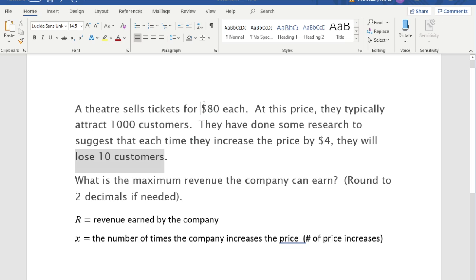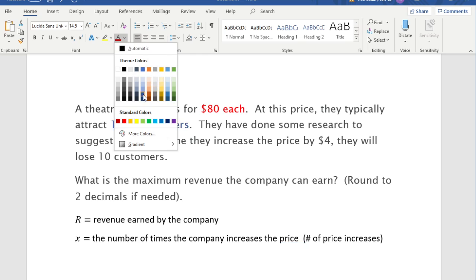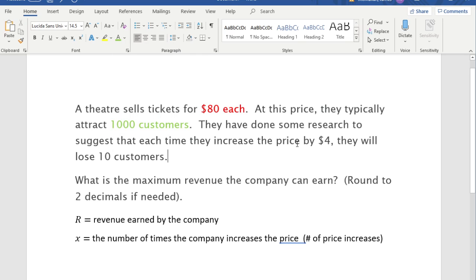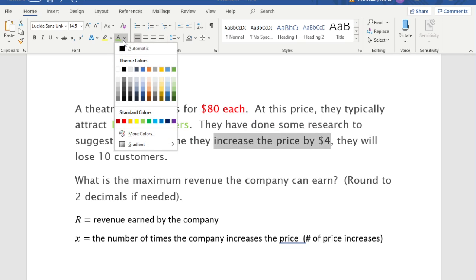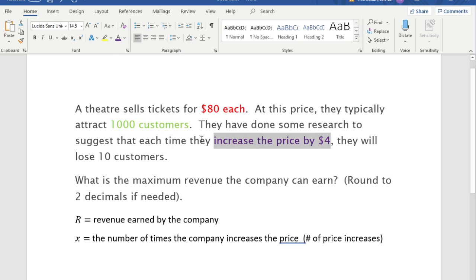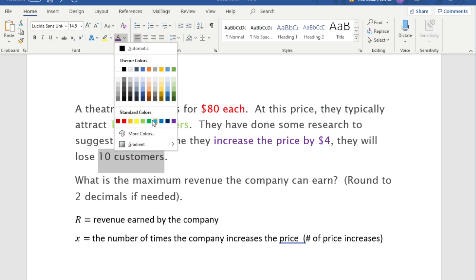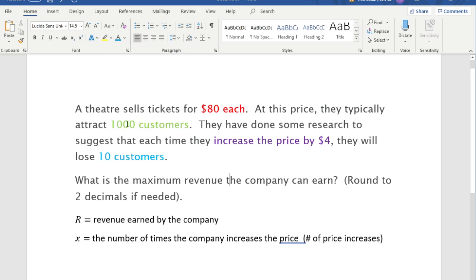Okay, so again, I think it's useful in a question like this one to color code some of the information. So let's start with their current price, we'll put in red. Their current number of customers, we'll put in green. They're thinking about increasing the price by $4, again, maybe more than one time, and then they're going to lose that many customers, the 10 customers.